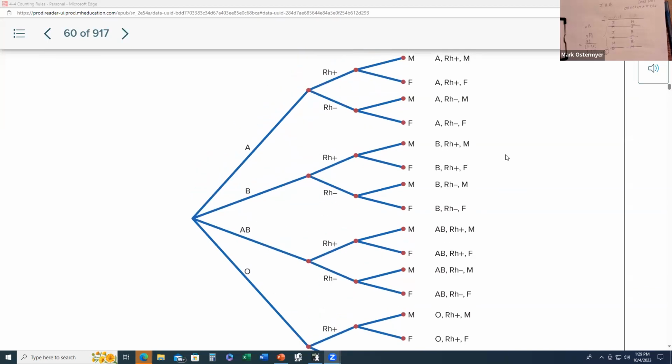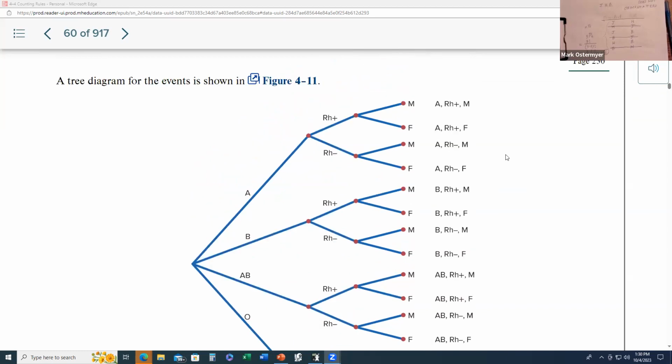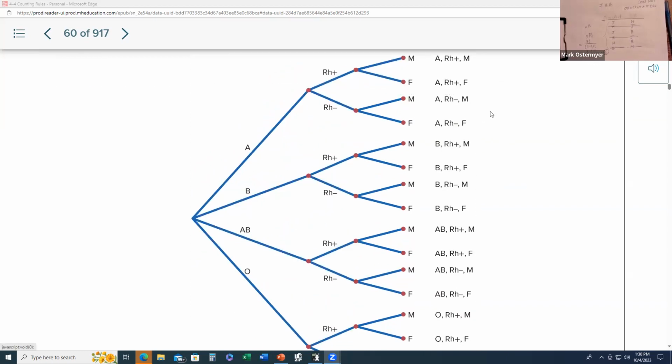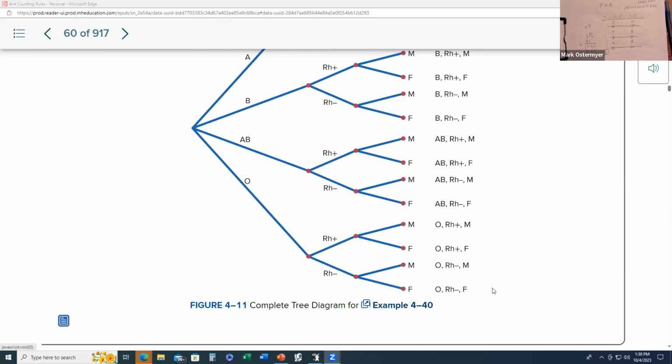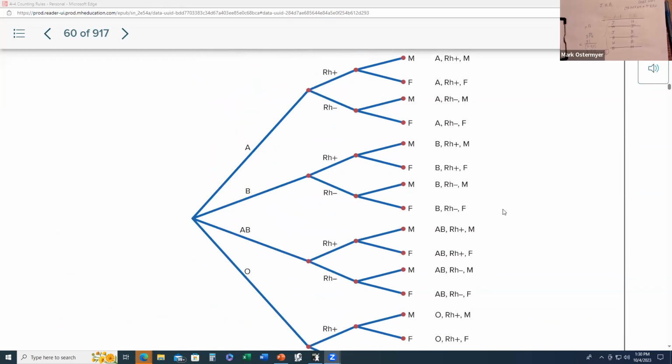What would be the probability of selecting an Rh negative blood donor? Well, how many Rh negative outcomes are there in here? I see 1, 2, 3, 4, 5, 6, 7, 8. So there would be 8 out of 16, or 1/2, or 0.50, or 50% chance of selecting an Rh negative blood donor.